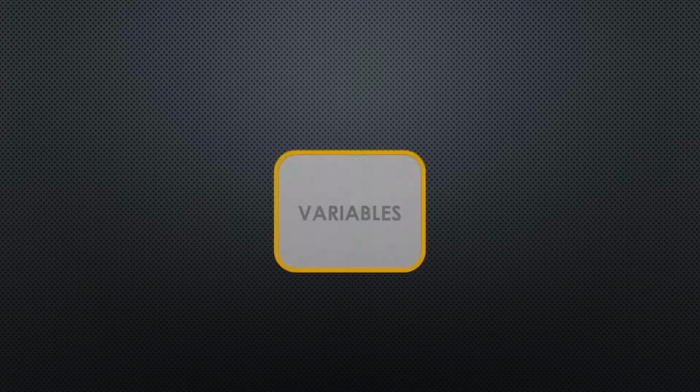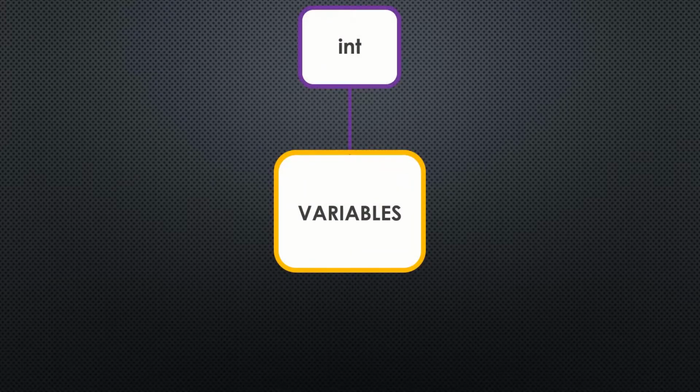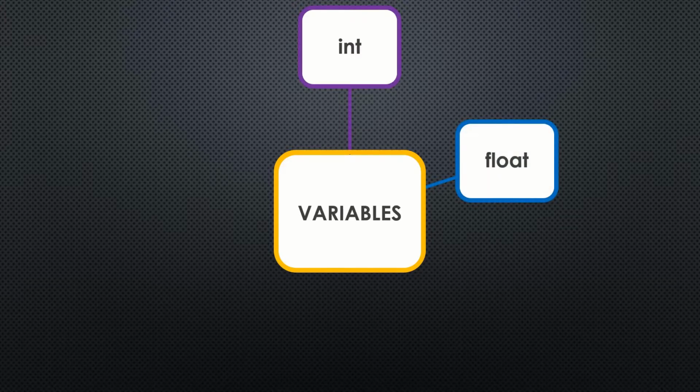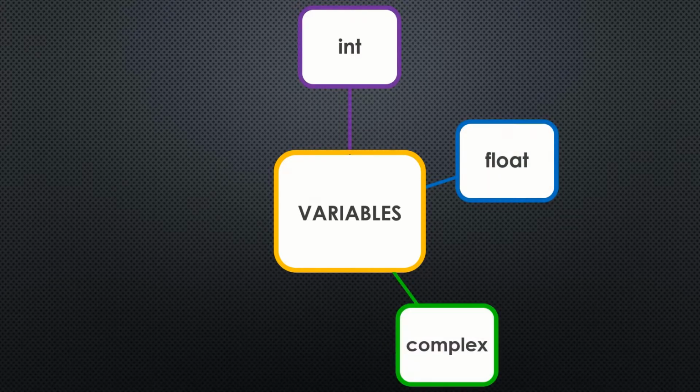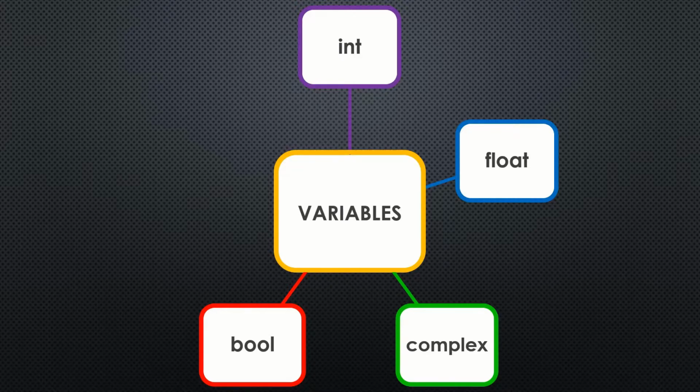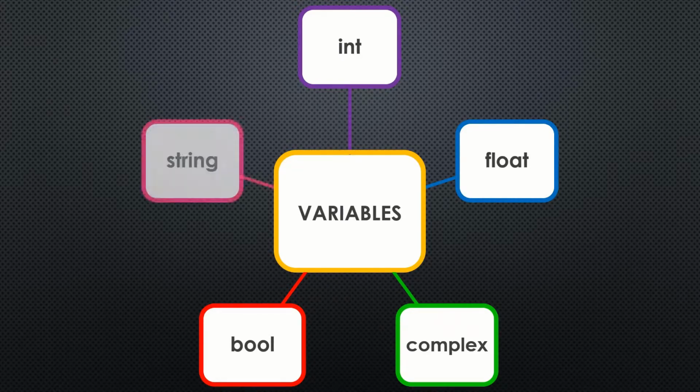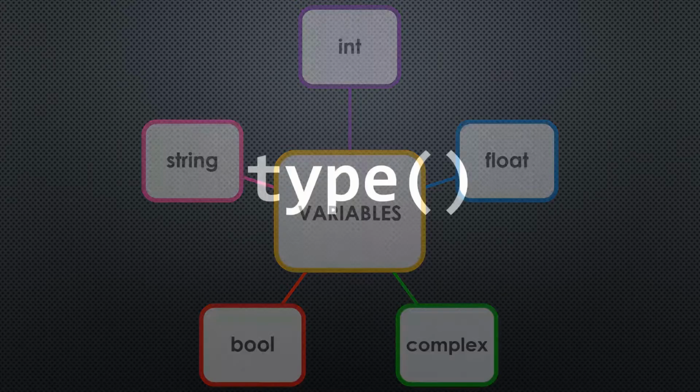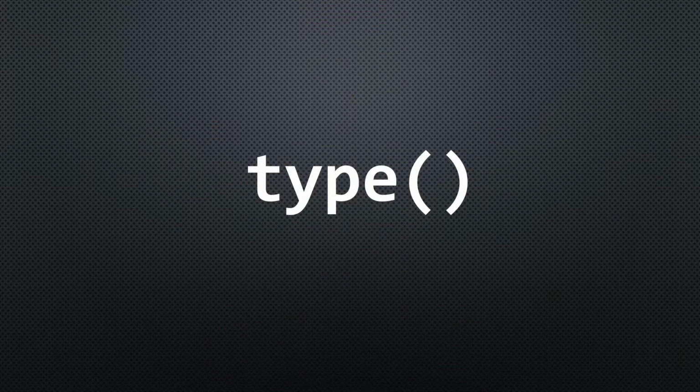In Python, we have many different variable types. We have integers or ints, floats or floating point numbers, complex numbers, booleans such as true or false or 0 and 1, and strings such as pieces of text. To identify the type of variables being used, we will use the type command.